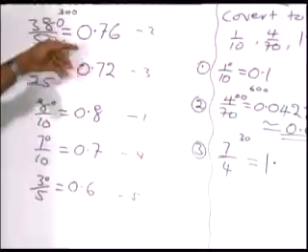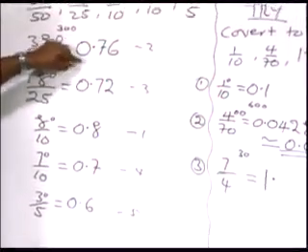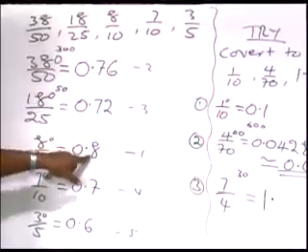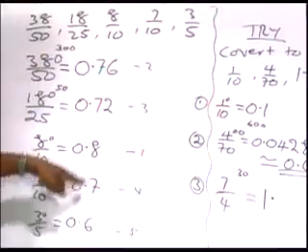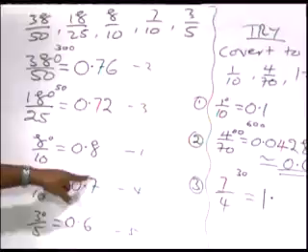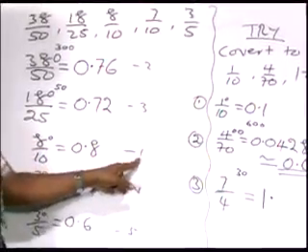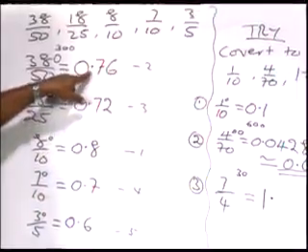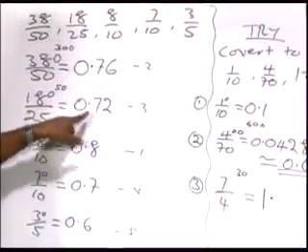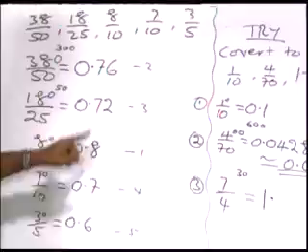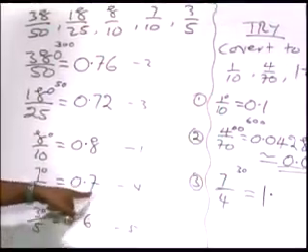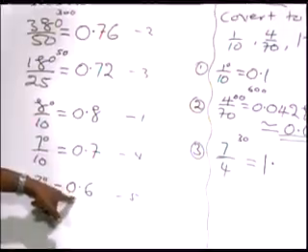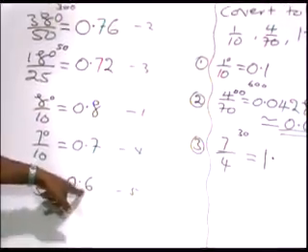And with that, we were able to find out, if you now rank them, which of these decimals is higher. 0.8 seems to be largest among all these decimal figures, and that is why we have it as the first, which is the highest one, followed by number 2, which is 0.76, followed by number 3, which is 0.72, and then number 4, which is 0.7, and number 5, which is 0.6.